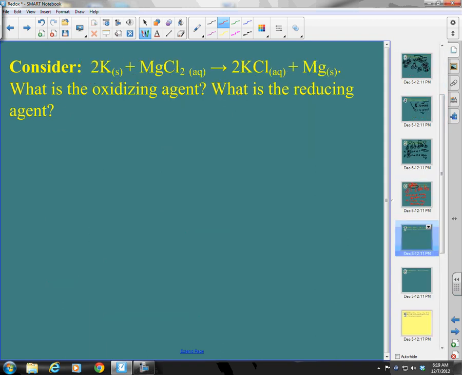You guys give this one a shot. Well, start off here. K is 0. Magnesium is +2. My chlorines are -1. My K in the compound is +1. Chlorine is -1. Magnesium is 0. So what is changing? Potassium is going from 0 to what? +1. That means it is oxidizing. What must be causing it to oxidize? Well, potassium doesn't cause itself, so that means magnesium chloride is the oxidizing agent. Good. Now what is reducing?